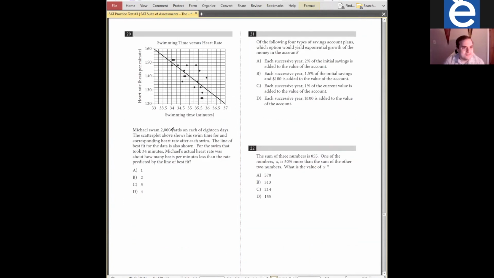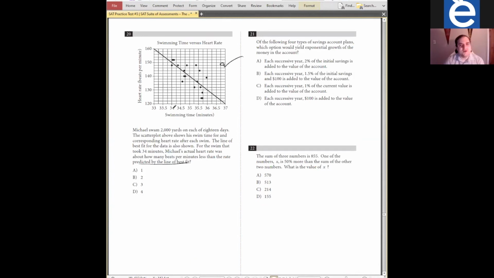Michael swam 2,000 yards on each of 18 days. The scatter plot shows his swim time and corresponding heart rate for each swim. The line of best fit is also shown. For a swim that took 34 minutes, Michael's actual heart rate was how many beats less than the rate predicted by the line of best fit?